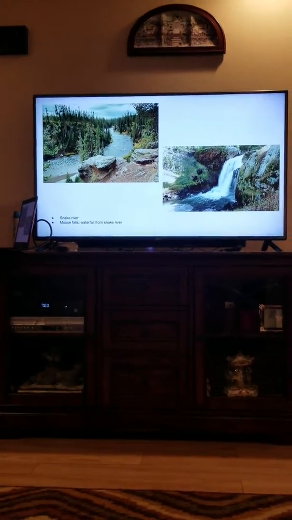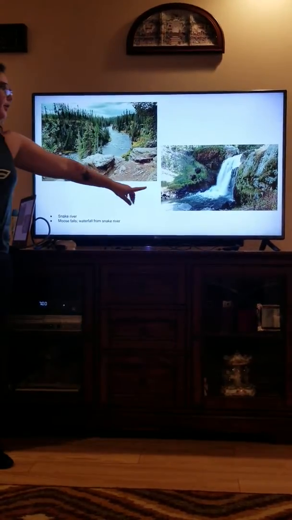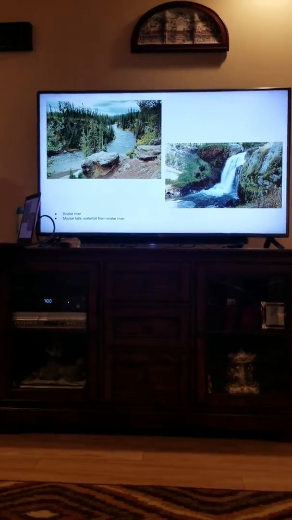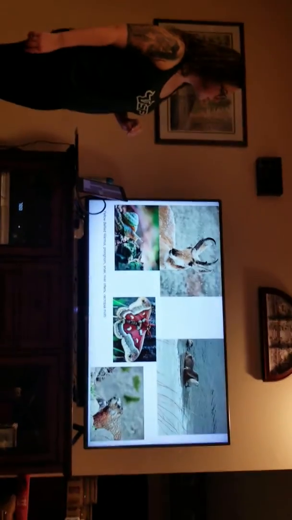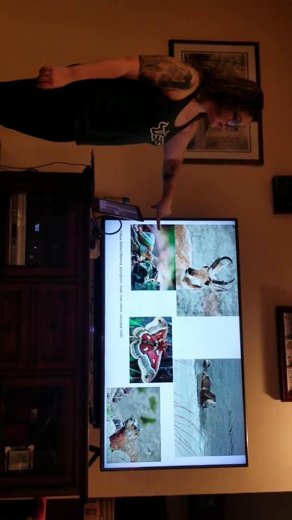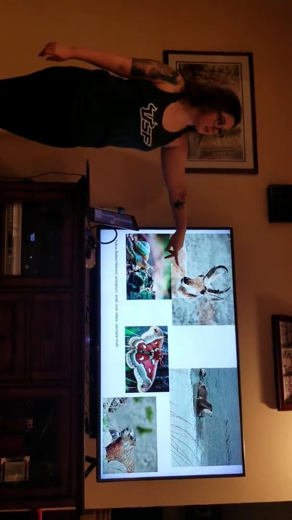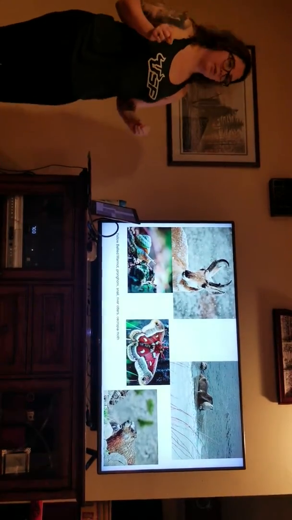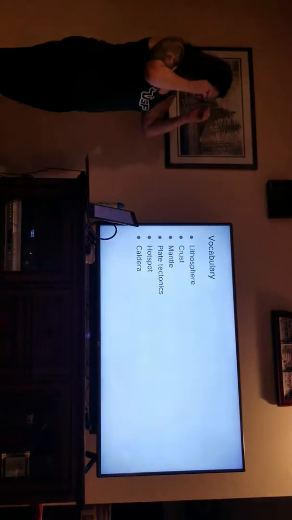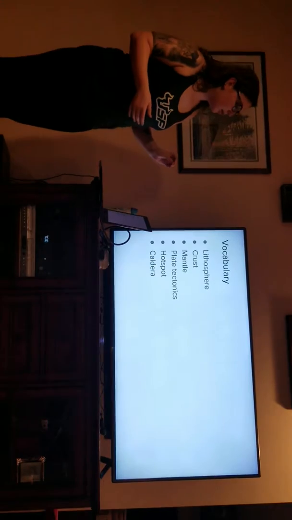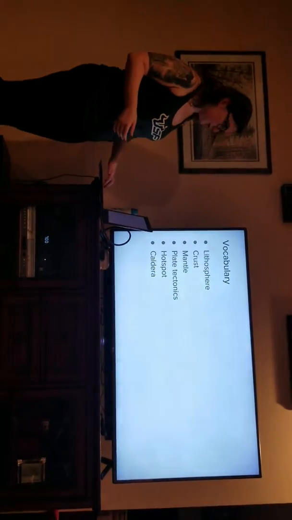Here are a few pictures of the Snake River and the Moose Falls. It's called Moose Falls because there's lots of moose that go by there, and it is one of the waterfalls from the Snake River. Here are a few examples of some of the animals that you can find there. This is called a pronghorn. This is a snail. That's the Cecropia moth. There are some river otters, and there is a yellow-bellied marmot, which essentially is a giant rodent.